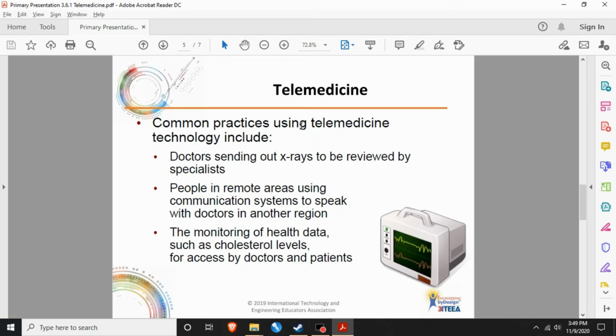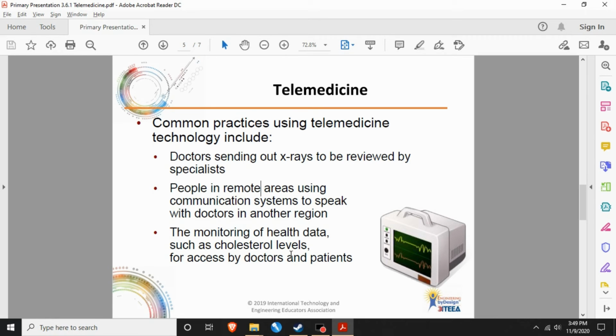Common practices using telemedicine technology include doctors sending out x-rays to be reviewed by specialists, people in remote areas using communication systems to speak with doctors in another region, and the monitoring of health data such as cholesterol levels for access by doctors or patients. So something that I've seen done, not in person, but I have seen the research that's gone behind it, and I have actually gotten the opportunity to look at some of this equipment, are doctors in the United States that can perform surgery on patients across the ocean on the continent of Africa.